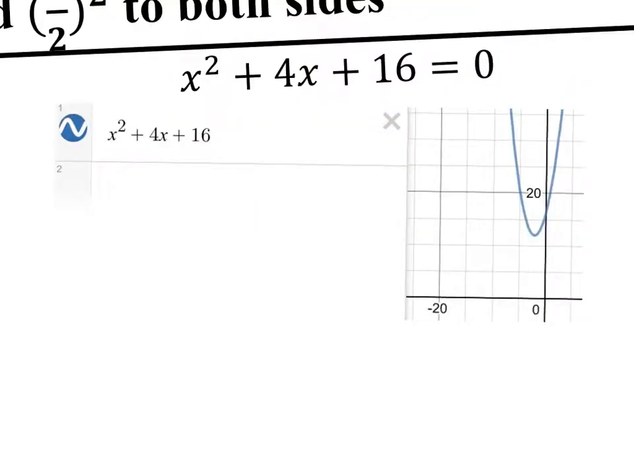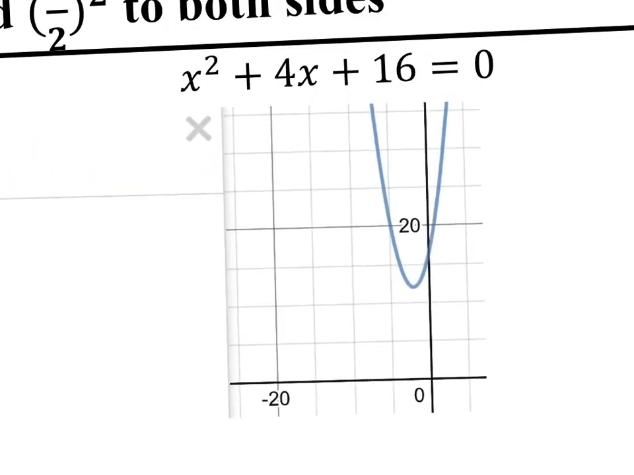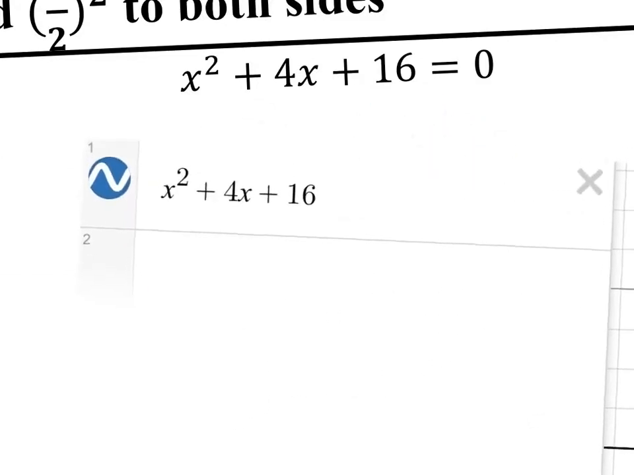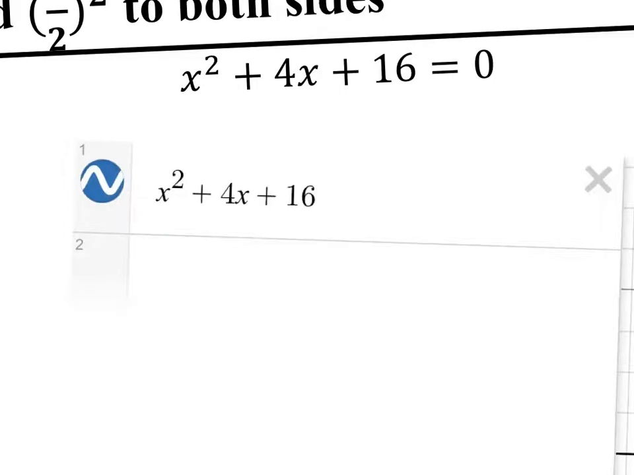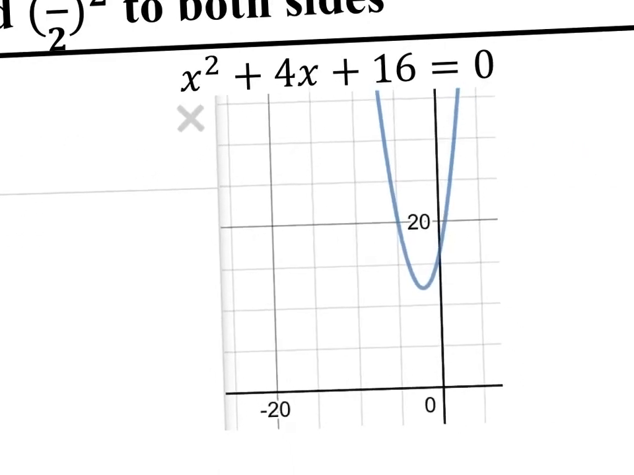So earlier I said if it has real solutions, then you can just use the graphing calculator to get the solutions. Well, if it never touches the x-axis, then it won't have any solutions. So this is the graph of x squared plus 4x plus 16 equals 0. Well, whenever I graph it, by the way, I don't type in the equals 0. Because if you type in the equals 0, you won't see the full parabola or anything like that. So I recommend graphing it without the equals 0 part, and then just tapping or clicking on the x-intercepts yourself.